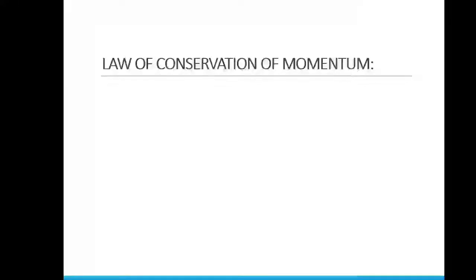So now coming to law of conservation of momentum.